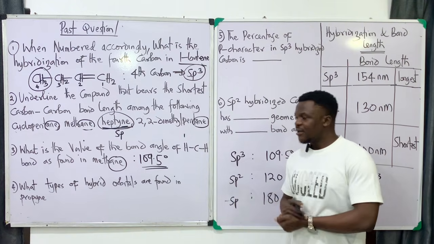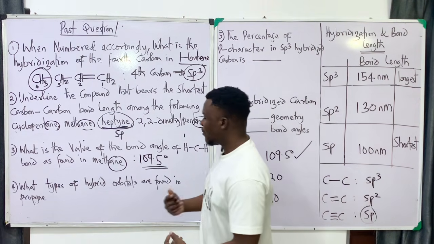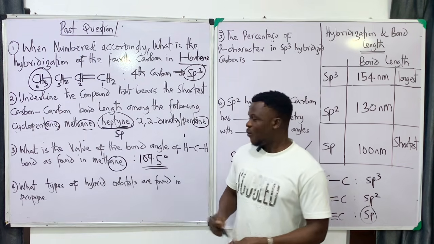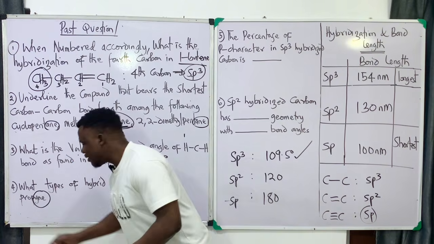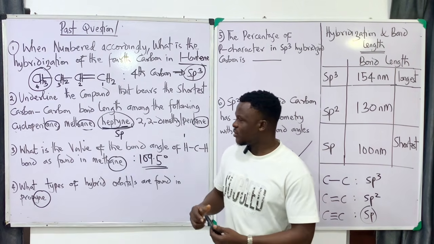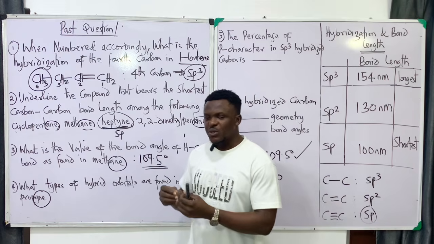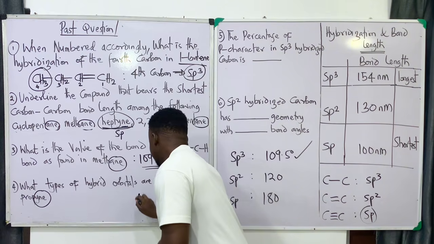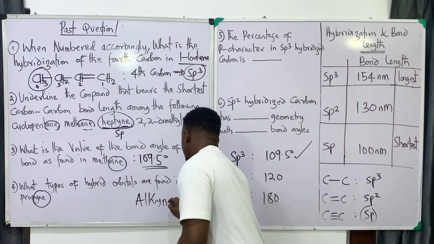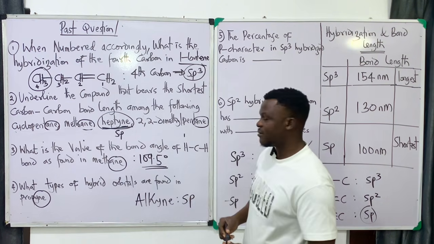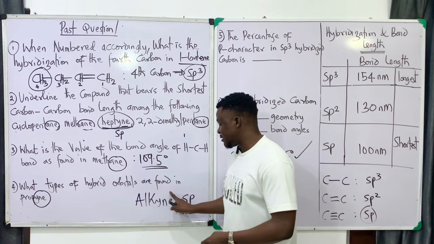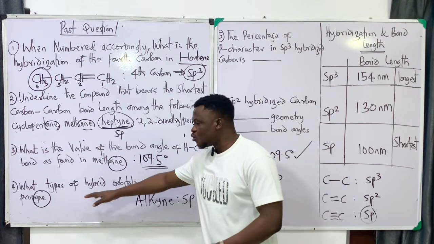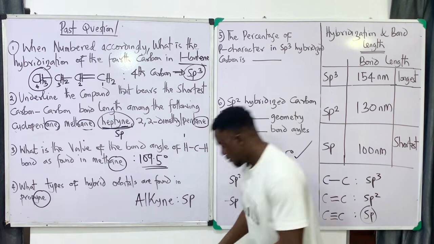As simple as that. Now let's look at the next one. They said, what type of hybrid orbitals are found in propyne? Once again, propyne, what is this compound? It ends with yne, just like I told us previously. Any compound that ends with yne is an alkyne, and the hybridization of this is always sp. But that is not enough. You need to draw out this compound so that we can tell.